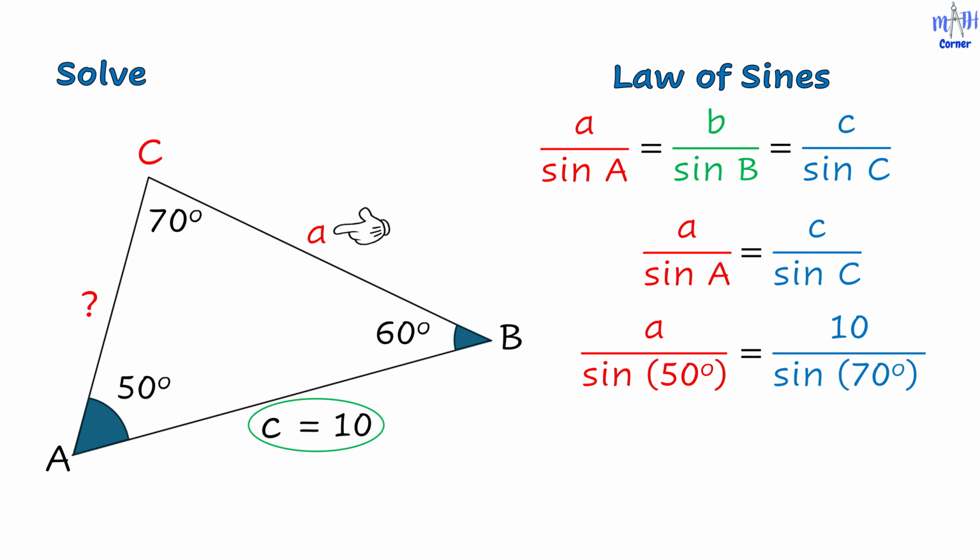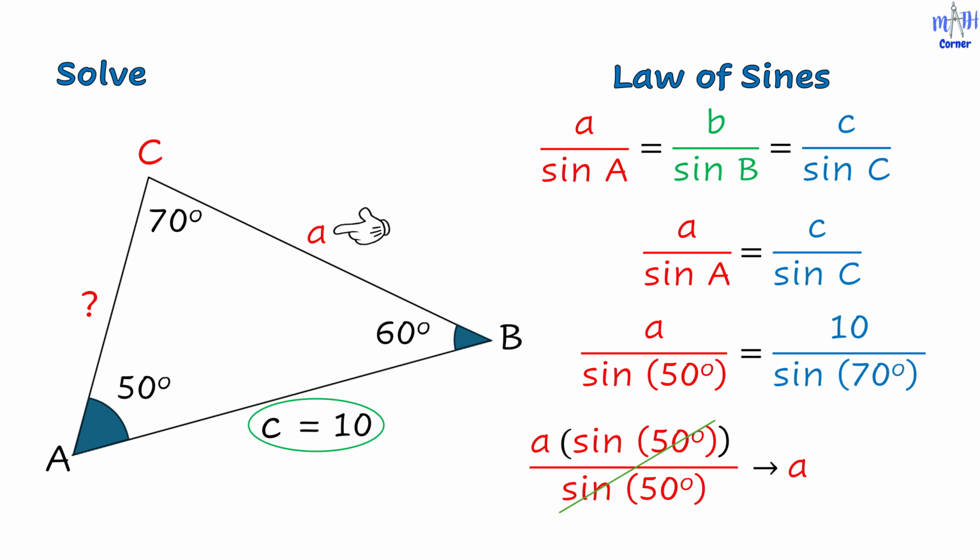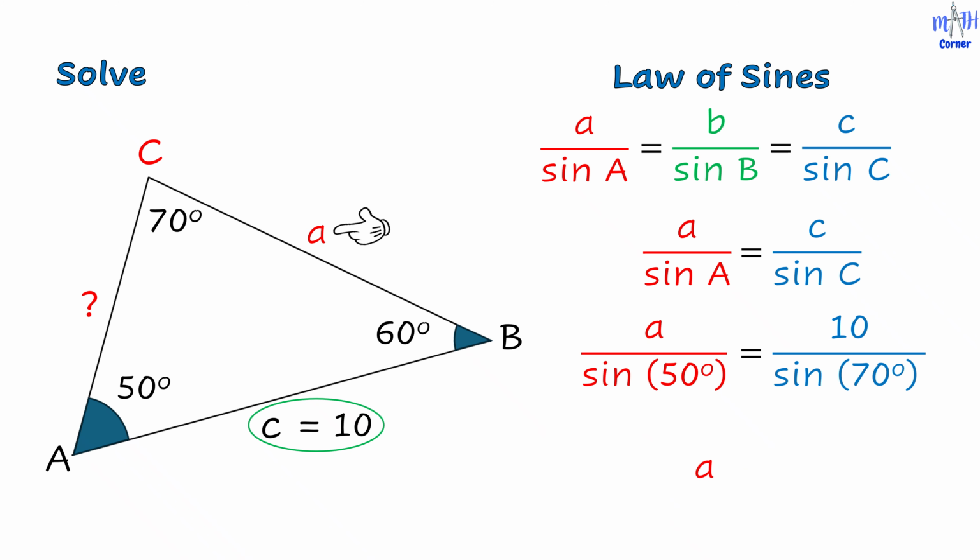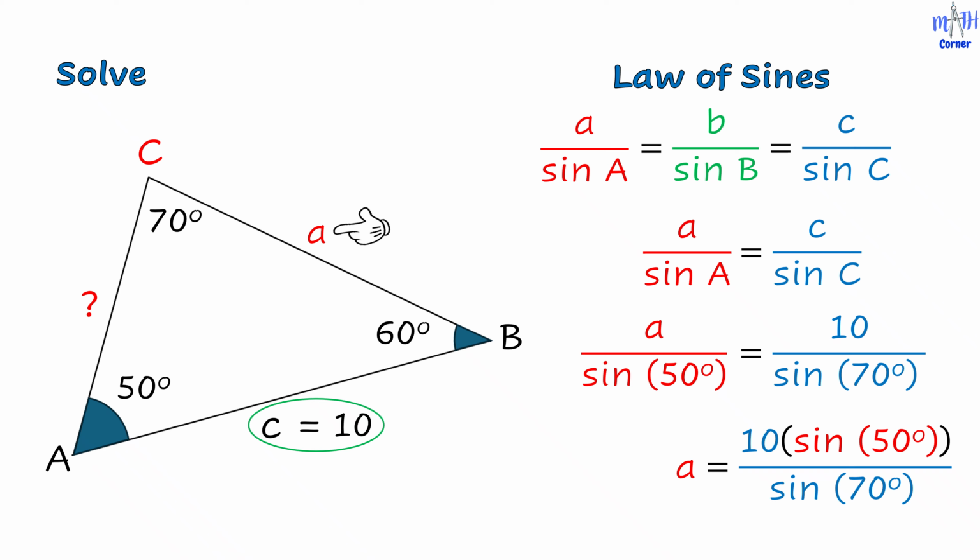Multiply both sides by sine 50 degrees to isolate A. On the left side, we have A times sine 50 degrees over sine 50 degrees. So we are left with A. On the right side, we have 10 times sine 50 degrees over sine 70 degrees.